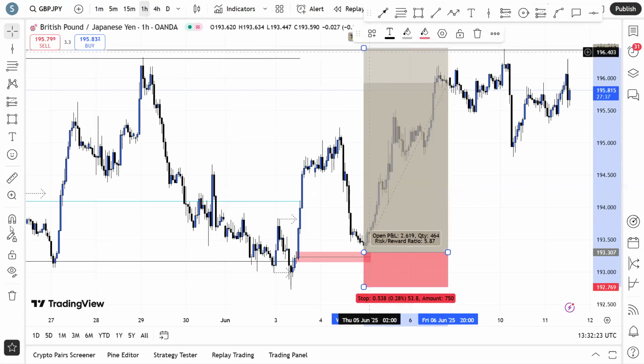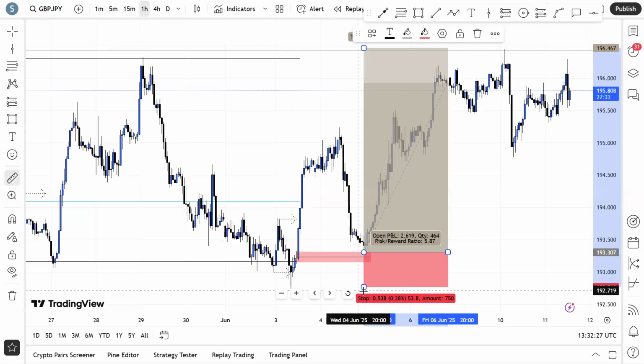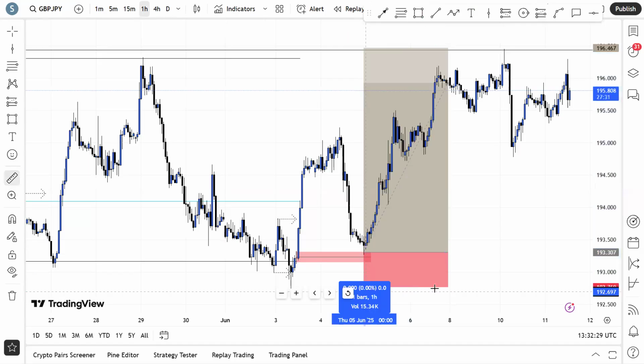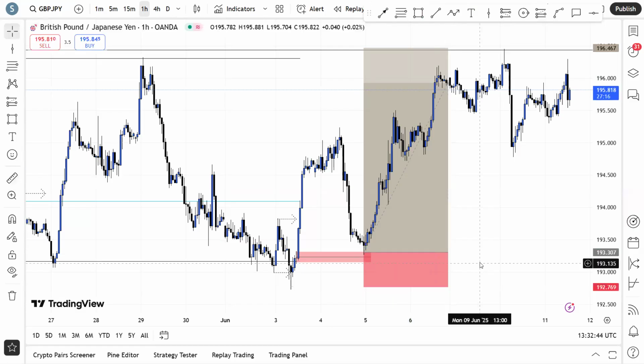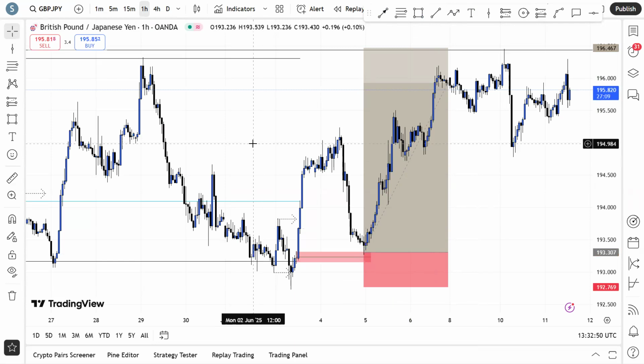So let me just calculate how many days it took for this trade to play out. So basically, guys, you were going to hold this trade for almost 2 days, 1 day and 21 hours actually. You see, this is how simple it is to trade market structure or top-down analysis.